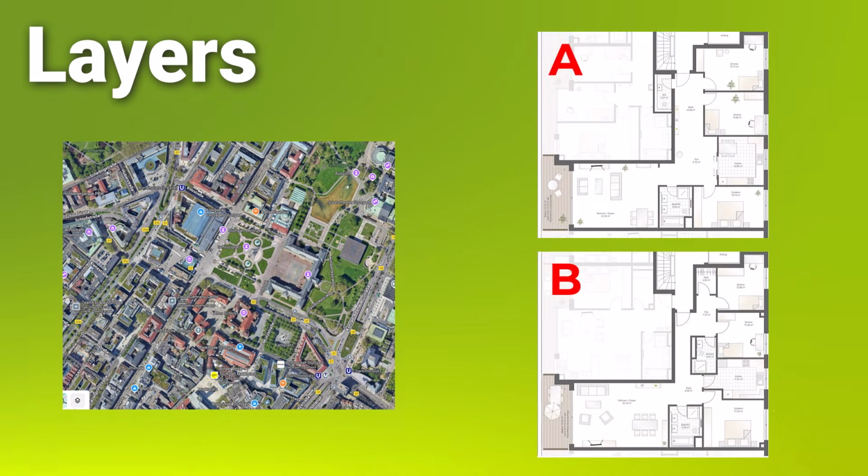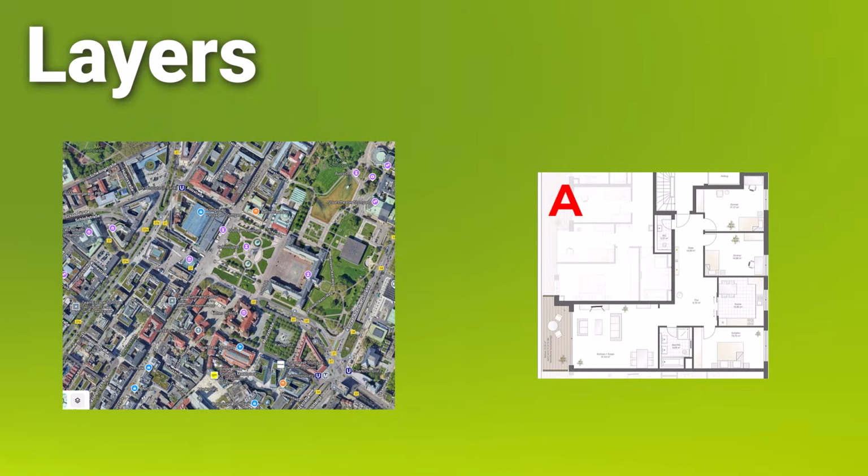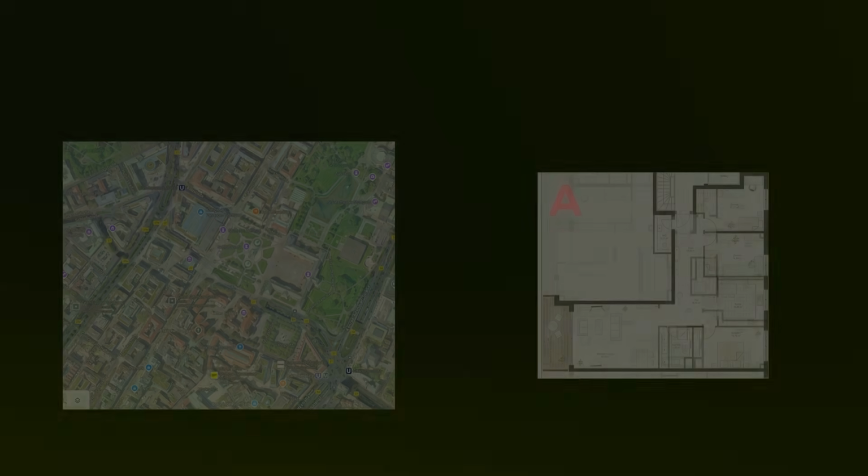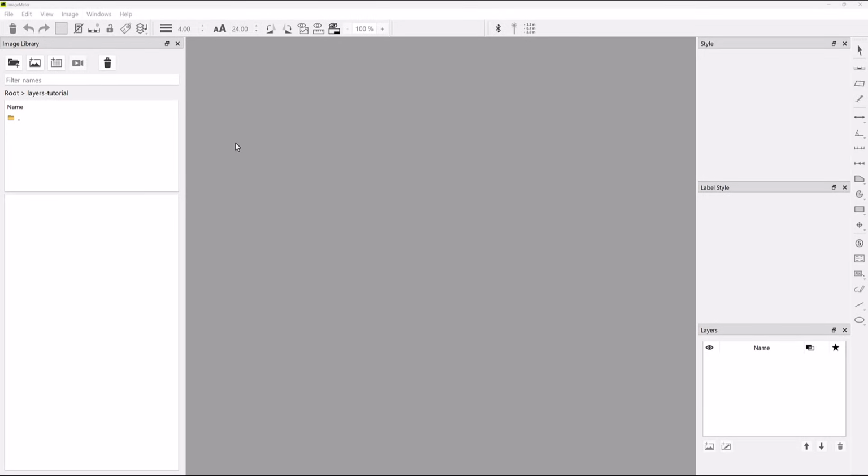Layers in ImageMeter let you combine multiple images and organize your annotations into separate layers. You can overlay a satellite photo on top of a street map, compare different floor plan layouts, or simply keep your measurements organized on separate layers. In this video, I'll show you how to work with layers using two practical examples.